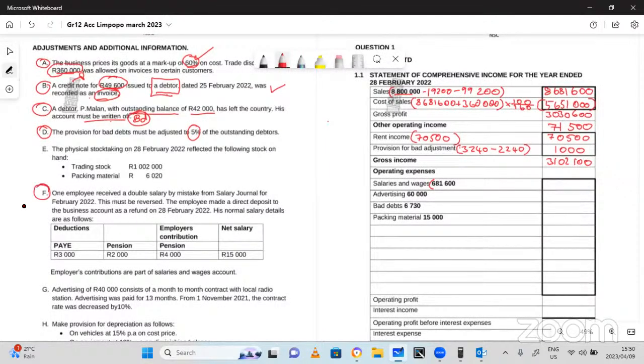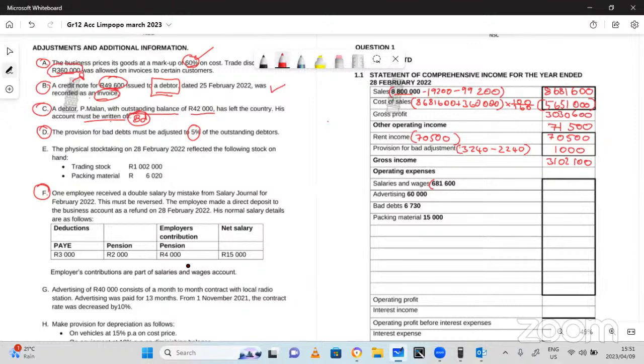This is transaction number F here. If you note, there's something about the employee. So anything that has to do with an employee, you know by now when you are doing accounting, it will have something to do with your wages or your salaries. Okay, now let's go through it. One employee received a double salary by mistake from the salary journal for February 2022. This must be reversed. The employee made a direct deposit to the business account as a return on 28 February 2022. His normal salary details are as follows.